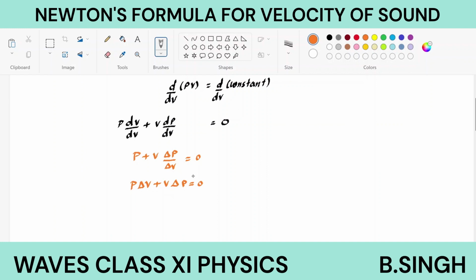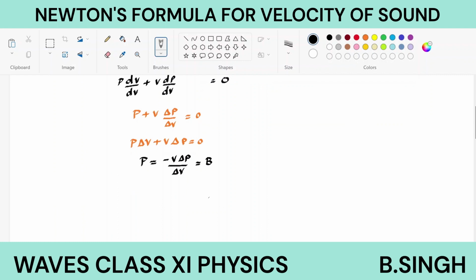Now from this expression, let's take everything to the other side and find our pressure. So pressure is nothing but, taking V delta P to the right hand side, minus V delta P, and delta V goes in the denominator, so it will be this expression. Recall, this is our expression for bulk modulus. So pressure is nothing but bulk modulus in case of isothermal change.